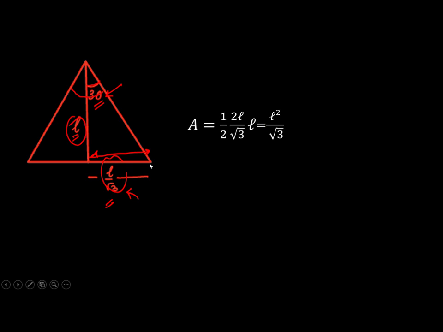And total distance, total base length will be 2L by root 3, the twice of it. This total distance, 2L by root 3. So area is half base into height. So it is L square by root 3 and we'll be using this formula later on. So please remember this formula. Area is L square by root 3 and we'll be using it.